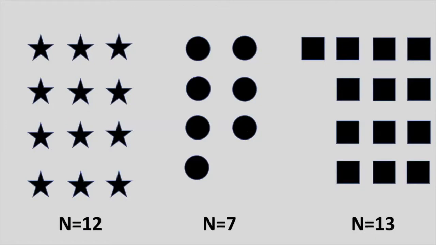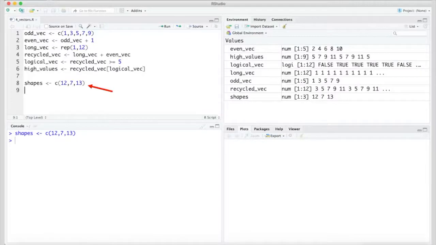For example, imagine you have a data set of counts for items that can be one of 3 shapes: stars, circles, or squares. Let's say there are 12 stars, 7 circles, and 13 squares. We could represent these data with a simple vector of the counts, as I've done here with a vector I'm calling shapes. This is similar to any other vectors we've created so far, but we can alternatively name each of the counts to indicate the shape they represent.